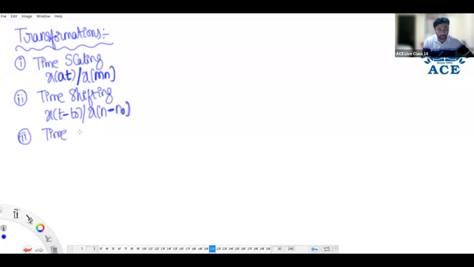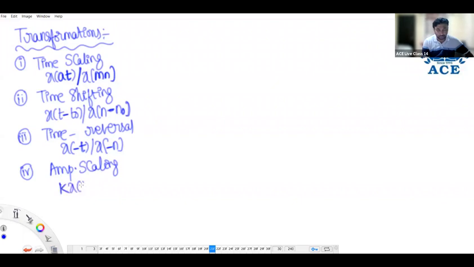The third operation is time reversal: x(-t) or x(-n). The last operation is amplitude scaling. If you want to change the y-axis, that is called amplitude scaling, k times x(t) or k times x(n). In real-time applications, everyday life, somewhere we require one of these properties: time scaling, time shifting, time reversal, amplitude scaling.